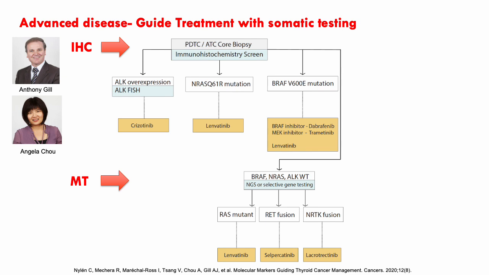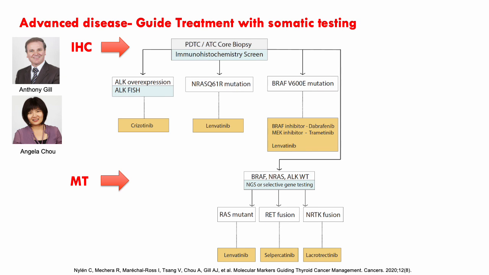Moving on to just briefly talking about advanced disease. For all patients with advanced disease, you should have an idea of what the driver mutation is. This can be done initially with immunohistochemistry. Anthony Gill and Angela Chow, a pathologist at Royal North Shore Hospital in Sydney, have developed this protocol. For advanced patients, they perform BRAF, NRAS, and ALK IHC to initially triage a sample. If all those tests are negative, then they send the samples for a limited gene panel, which has about 15 genes, just looking for those actionable mutations which could affect the therapy.